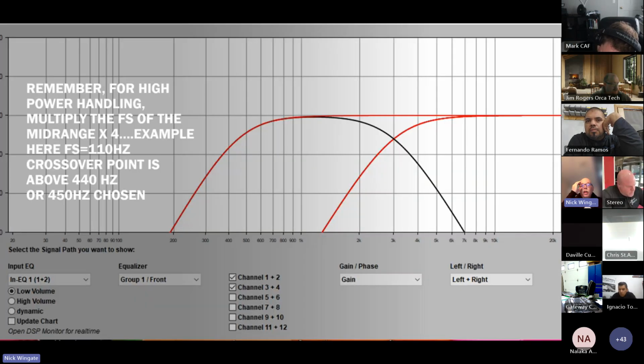Now, when we're talking about high power handling, remember to multiply the Fs of the mid-range times 4. And this is what it looks like. That's the bandpass we have chosen. So here's 3,000 hertz, and here's 440 hertz, 450 hertz. In this particular instance, I chose 450 hertz in my car. This is just an example.